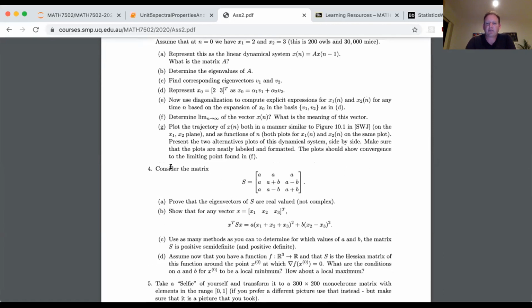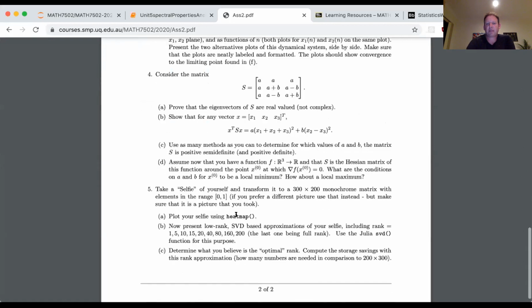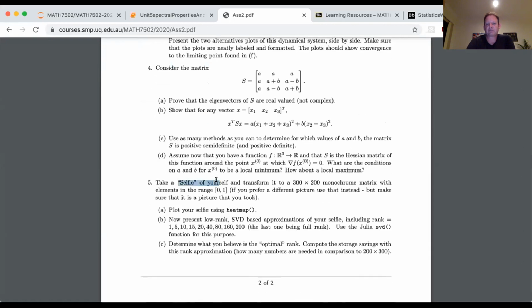It's of course a toy example, but that deals with that. And the next one we still won't get to today, but for some aspects we will get to. So that's a symmetric matrix, and that's quadratic forms. And here you need to take a selfie. You don't have to use a selfie. If you prefer a picture of your dog or somebody else, or something else, do that. And you're going to do some compression. So that's your assignment. Okay.